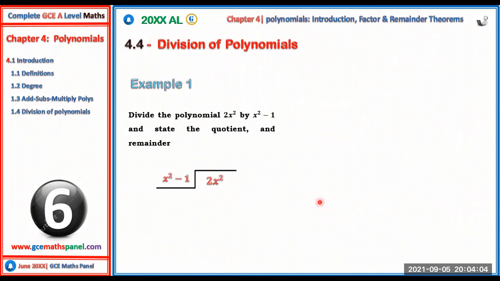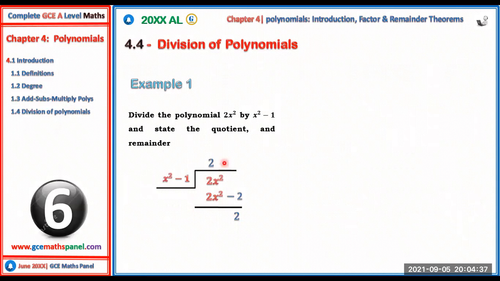Now, 2x squared divided by x squared will give us 2. This 2 times x squared is 2x squared, and 2 times minus 1 is minus 2. We now subtract. The subtraction sign is here, though it's not written. You can decide to write it, but you have to put this in brackets. So we subtract 2x squared minus 2x squared, which gives us 0, and we don't need to write the 0. Then 0 minus minus 2 is plus 2.